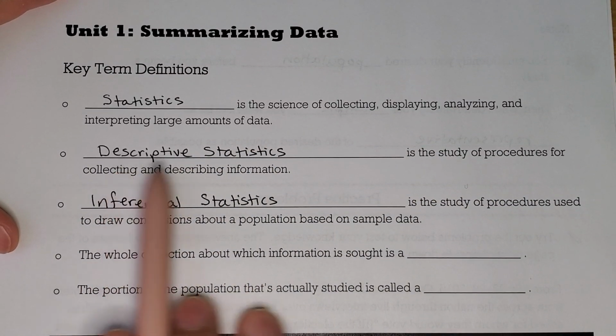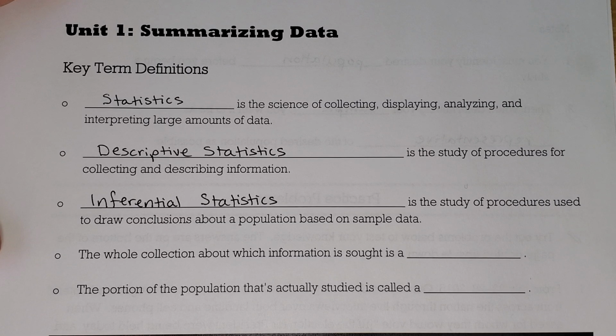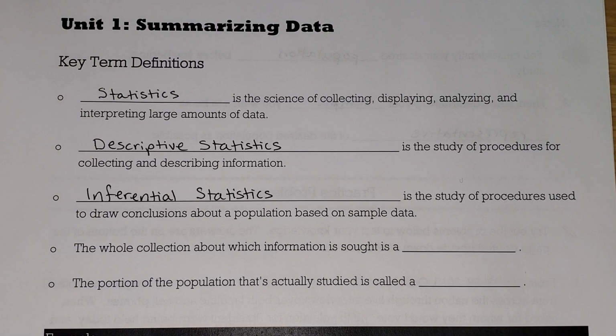So when we're engaging in descriptive statistics, we are examining the different procedures that are used to collect and describe information. So how do we gather information and how do we sort of summarize that information? So for example, if I wanted to know what's the average age of a person living in the state of New York, how would I get information about that? And how would I then declare an average? How would I pick one number to represent the whole state?